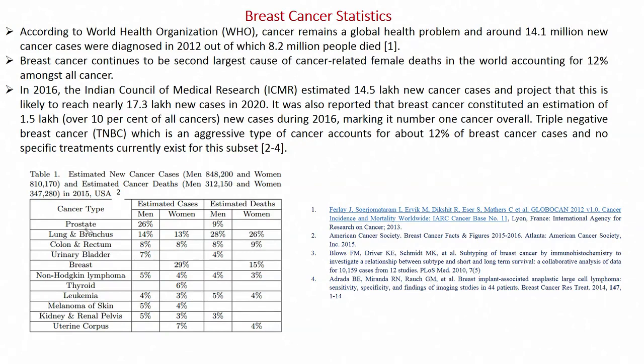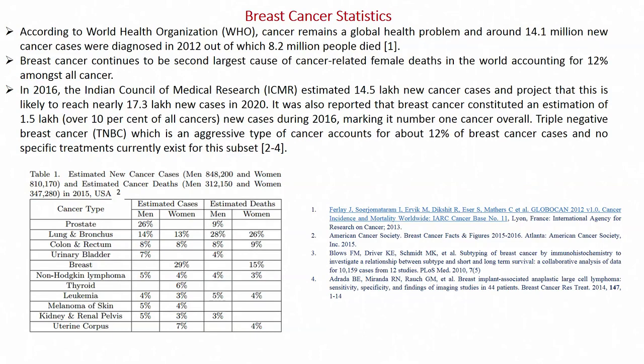Second one was lung cancer, both in men and women, 14-13 close, death 28 and 26%. Out of 14% that is detected, 28% dies, and 26% in women. Colon cancer and rectum cancer, 8%, look at the death, 8% and 9%. Urinary bladder, 7%, death from 7% is 4%.